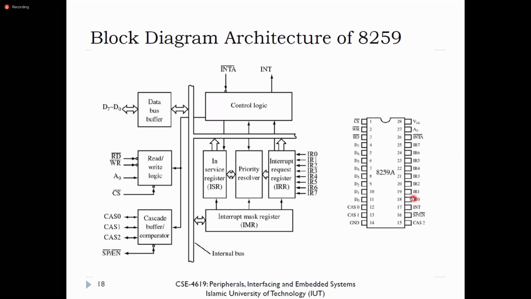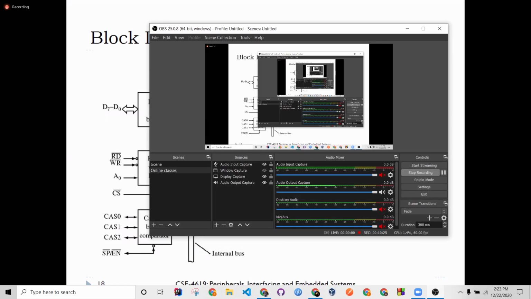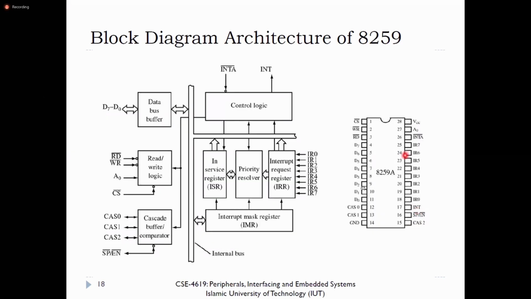You can see interrupt request 0 up to interrupt request 7. These pins are used to receive the interrupt requests from the peripherals. This is the pin diagram, and we have another address pin, that is A0, and A0 has a specific task. Now we can map these pins in the block diagram.